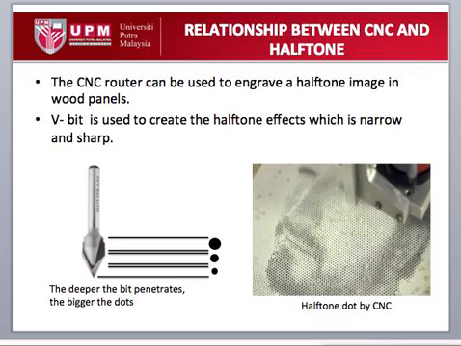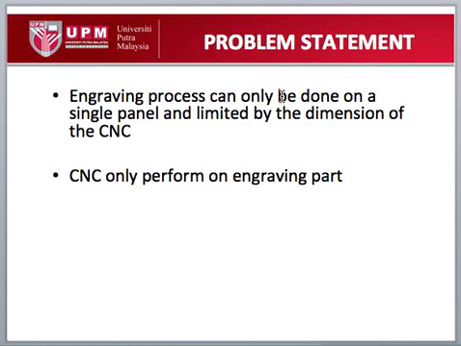Okay, so the problem statement is that the engraving process can only be done on a single panel and is limited by the dimension of the CNC. This means that for the current version, the project can only be made on a single panel and at a specific size only. And the other one is that the CNC only performs the engraving part, which means I am going to enlarge the scale of the CNC task to maybe something like painting and sanding.